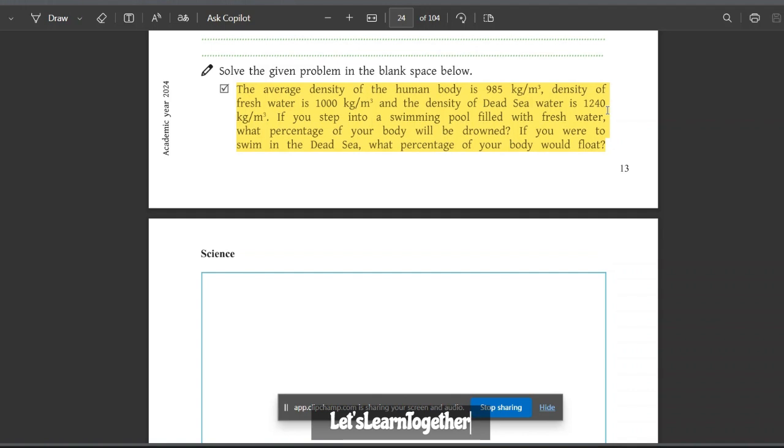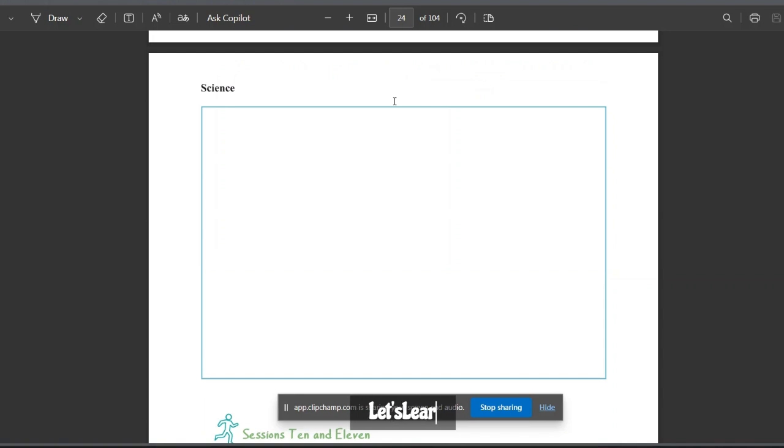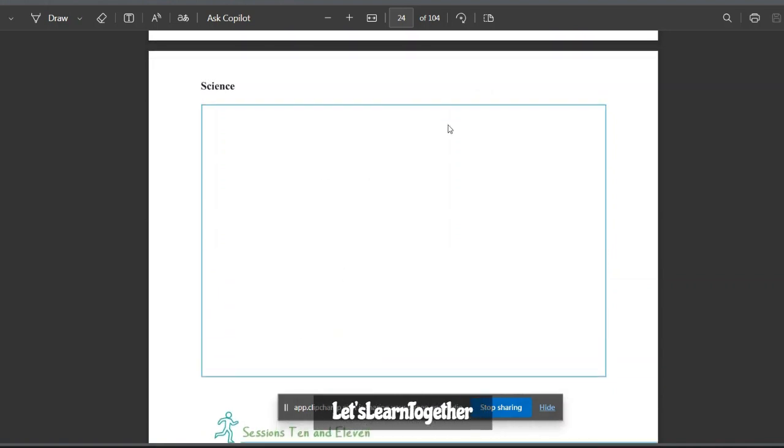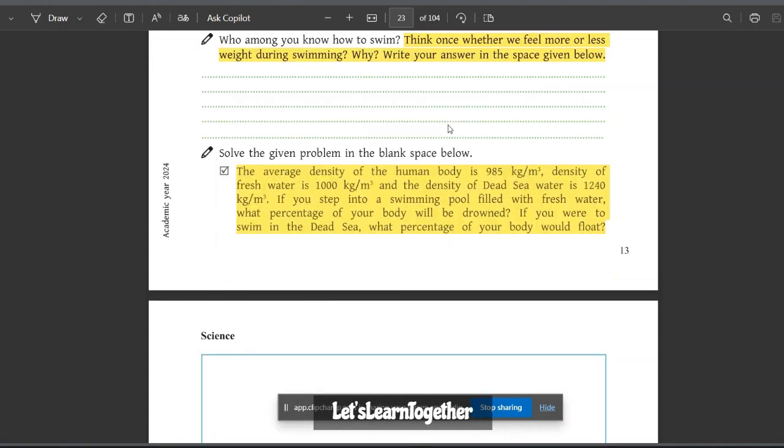As the buoyant force, or the upward force, is more, that means the object will be pushed upwards more, and that's why it will be floating. The part that will be submerged will be less in comparison to this case. So now we will see how this is going to be calculated.